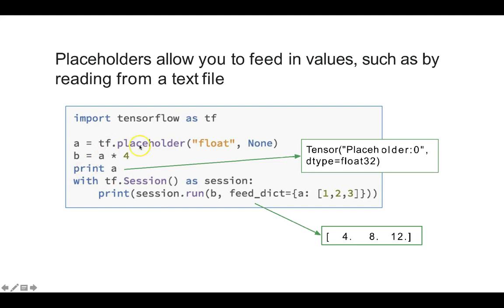But initially, before using the session, if I simply print A here, as I said before, it will not give me back the results. It just tells me it is a tensor and it is a placeholder. It specifies what dimension it is and what data type it is.